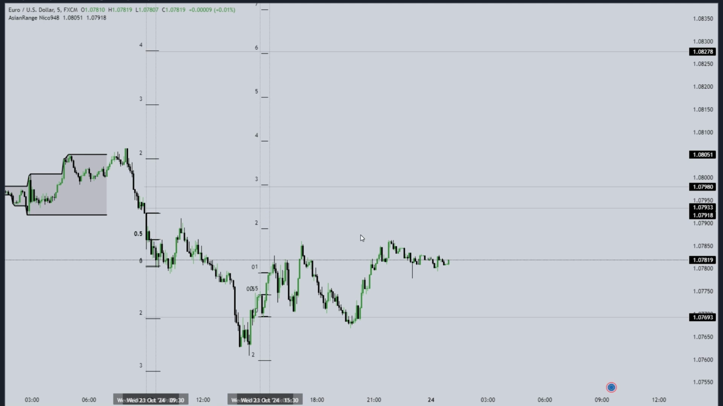So in here I think we will look for high prices. This was euro on the 23rd of October, so pretty much this was the low.